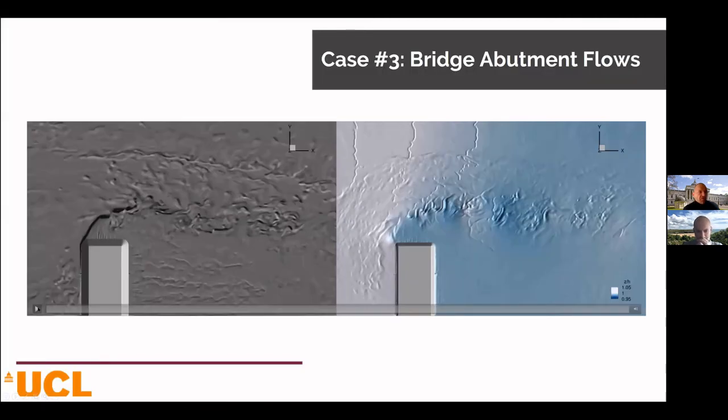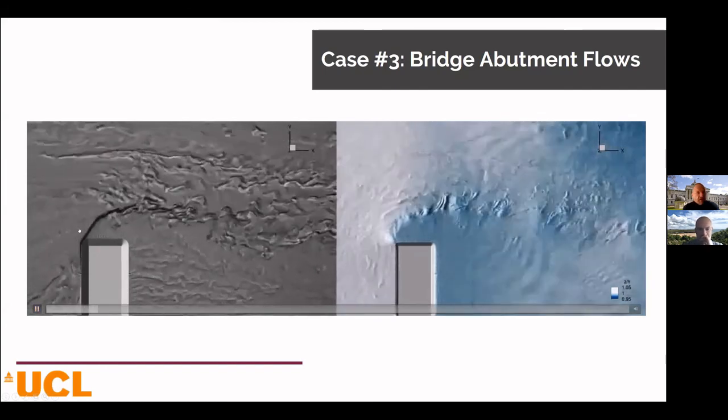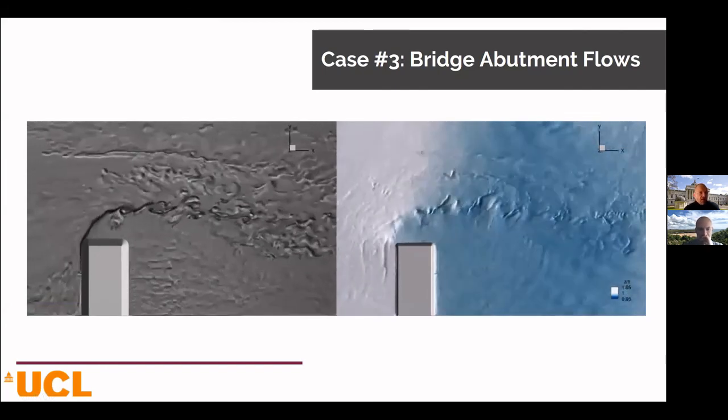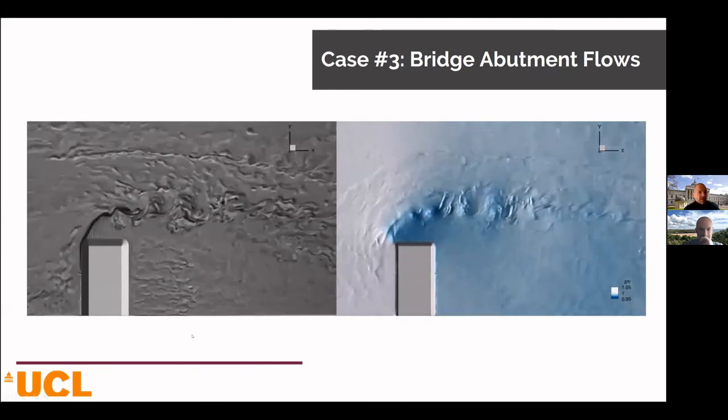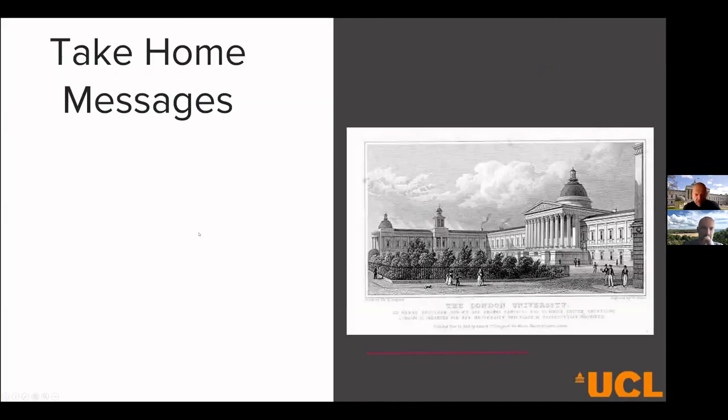So the last thing I wanted to show you is this abutment flow. Again, we have a bridge abutment, and we have deformations, and we have turbulent structures that are causing the deformation. And wherever we have a vortex, we have a depression, and this is the visualization of this vortex past the bridge abutment. And this is work that we've done with my colleague Terry Stern at Georgia Tech.